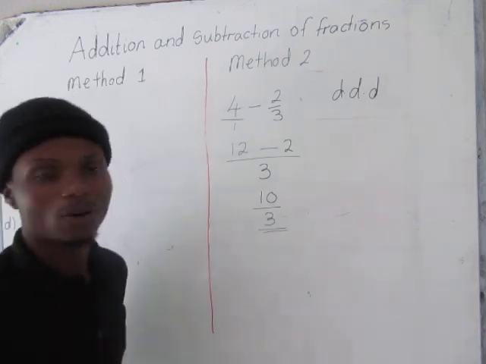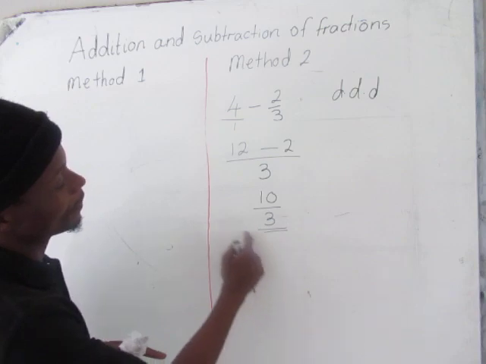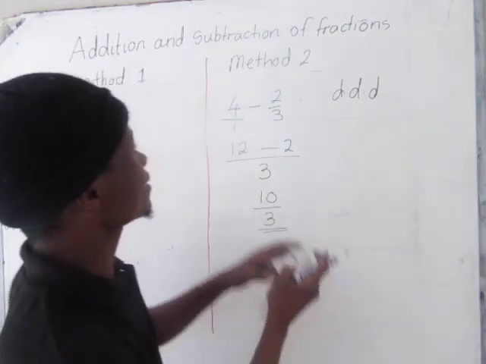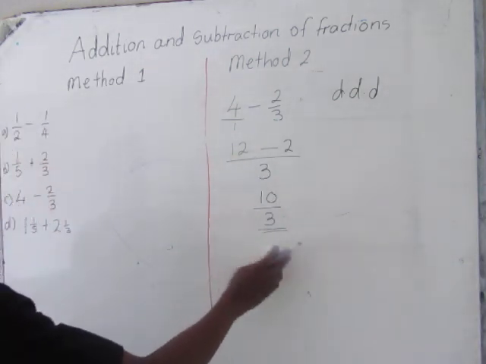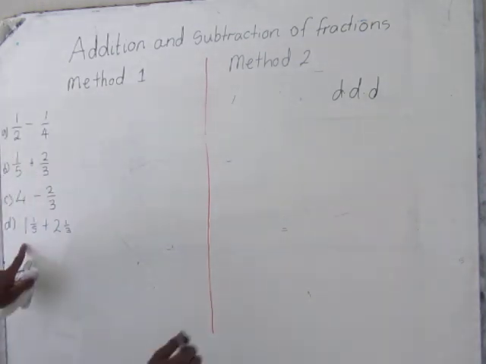Then there we go. But this one, if you want to know how to simplify improper fractions to mixed fractions, you watch one of the videos. So this is how we add or subtract fractions using the butterfly or the triple D method.